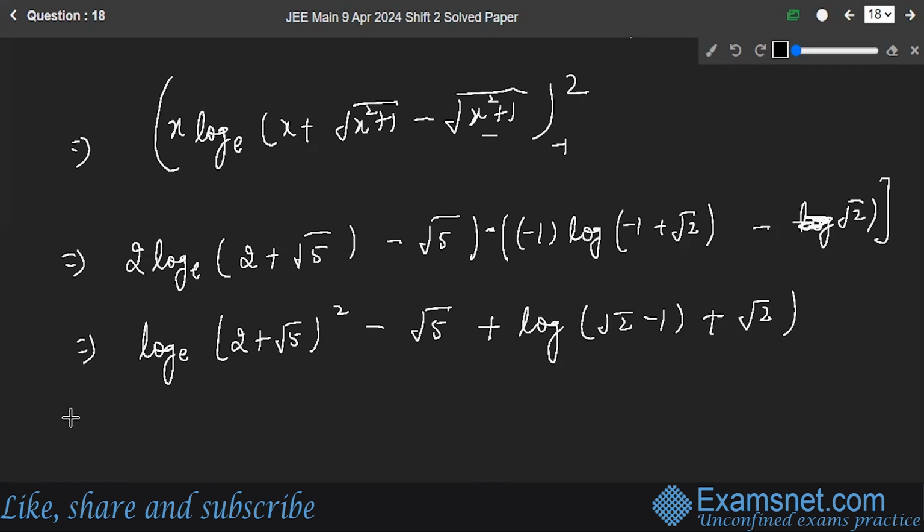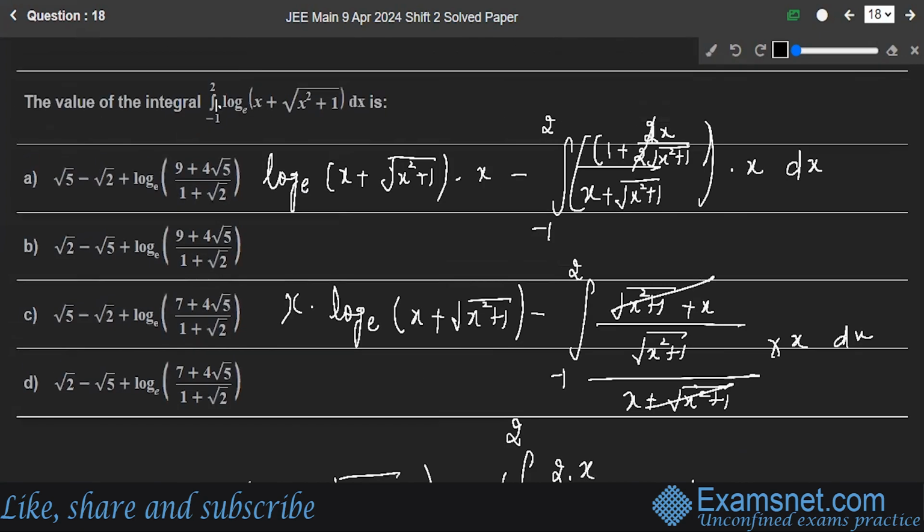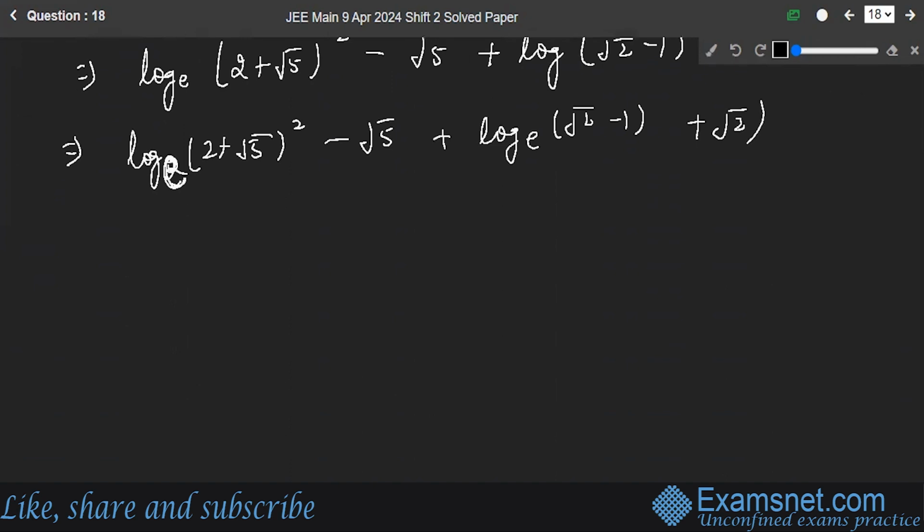Okay. Yeah. Log 2, here was e, 2 plus root 5 square, minus this, plus yes, this is the one, this is the answer to the question. No, we don't have anything like that in the options, so we have to rework on that.